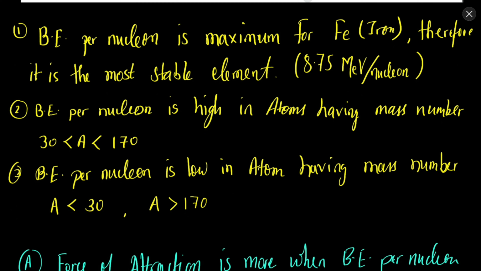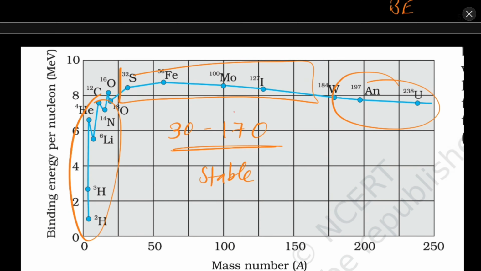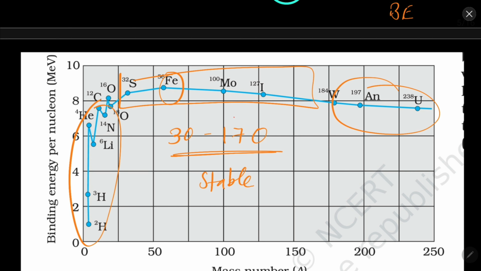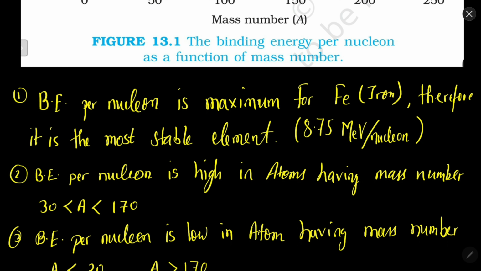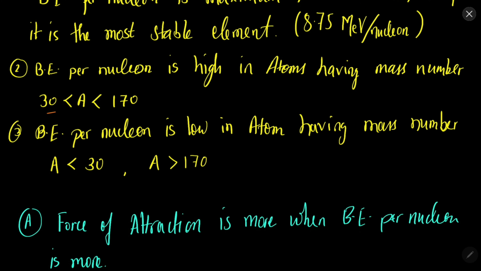So if in this graph you can see that the binding energy per nucleon is maximum for iron. It is maximum for the iron atom, and therefore it is the most stable element. The binding energy per nucleon for the iron atom is around 8.75 MeV per nucleon. This is a huge number. And binding energy is high in the atoms having mass number 30 to 170, and binding energy per nucleon is less for the atoms having mass number less than 30 and greater than 170.